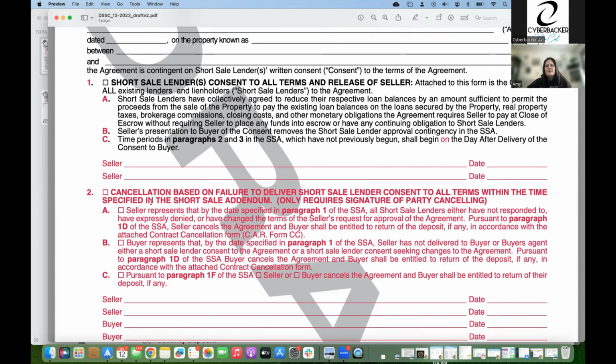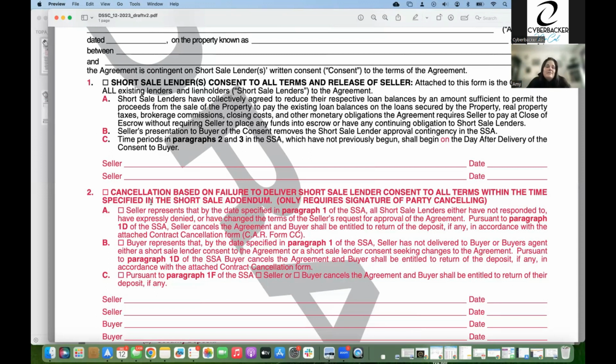Pursuant to paragraph 1D of the SSA, seller cancels the agreement and buyer shall be entitled to the return of the deposit, if any, in accordance with the attached contract cancellation form. We still use the CAR form CC. So 1 is seller's canceling. We haven't gotten it. They changed the terms.